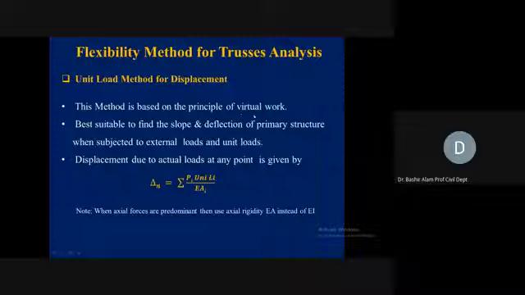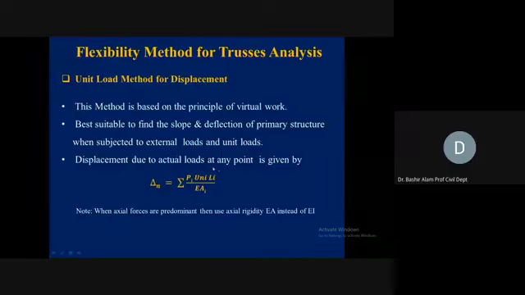This method is based on the principle of virtual work. So the basis for this unit load method is the principle of virtual work. Best suitable to find the slope and deflection of the primary structure when subjected to external loads and unit loads.